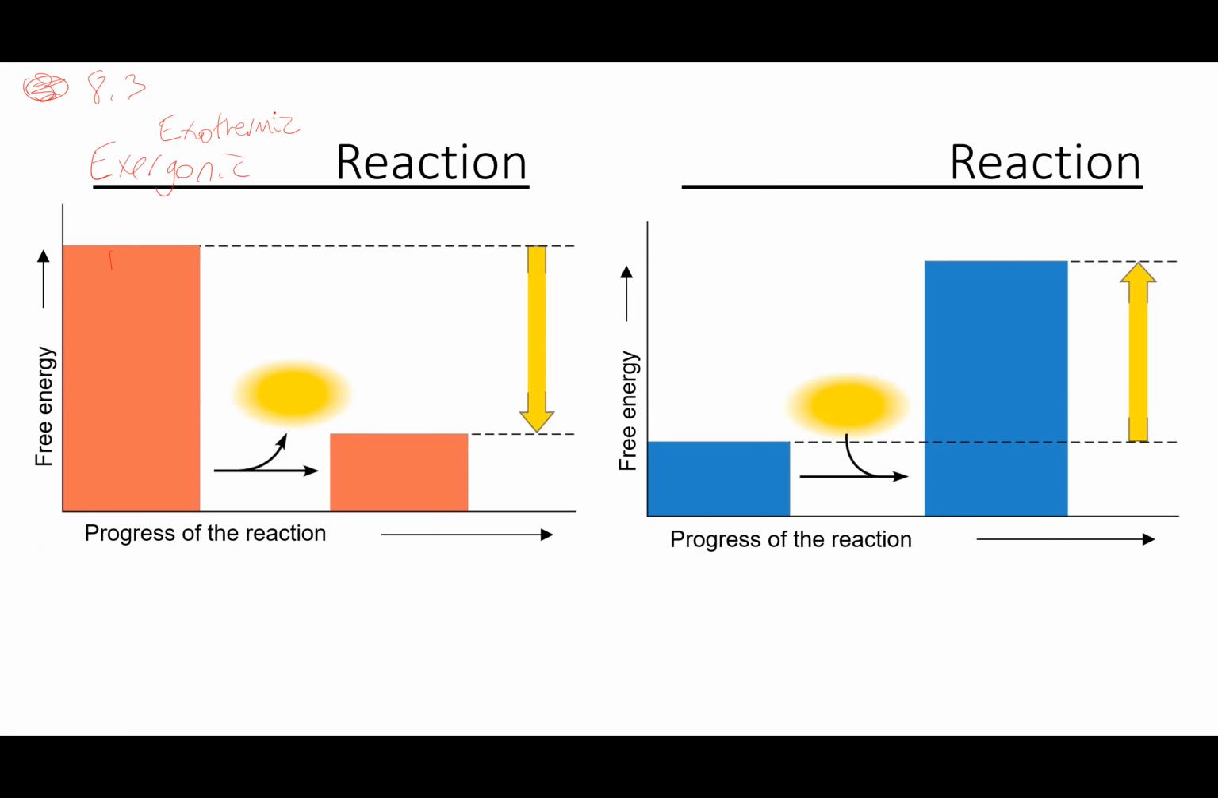So exergonic just means that the reactants, so these are the reactants in the reaction, and this is the amount of energy that they have, have more energy than the products of the reaction. So at some point in the progress of the reaction, energy is released. And again, sometimes when it's heat energy, it's an exothermic reaction. So this is just showing us the amount of energy that is released.